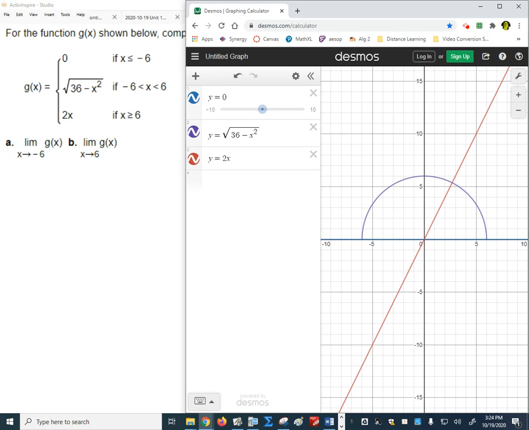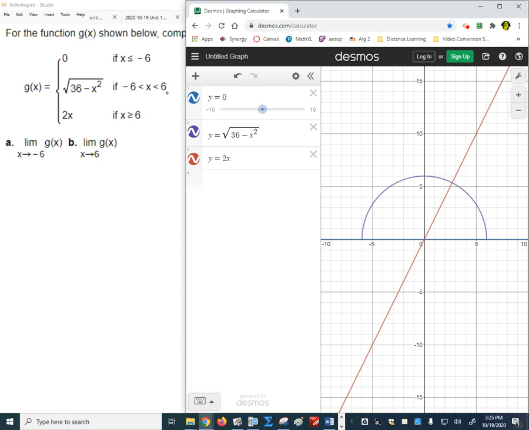What about part B? As we approach 6 from the left, we're on the purple part, right? Because the purple part, the square root, is what we have between -6 and 6. So he's approaching a y value of 0. As the ant approaches x equals 6 from the right, he's on the red line. And so this ant is walking backwards down the line towards 6, and he anticipates landing at 12.